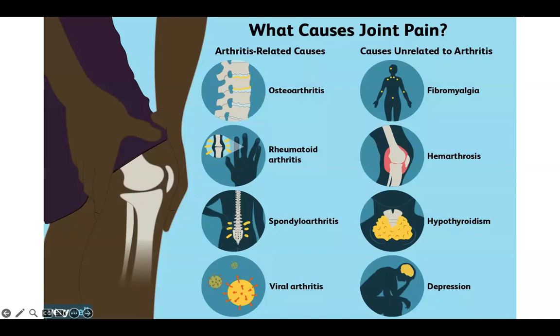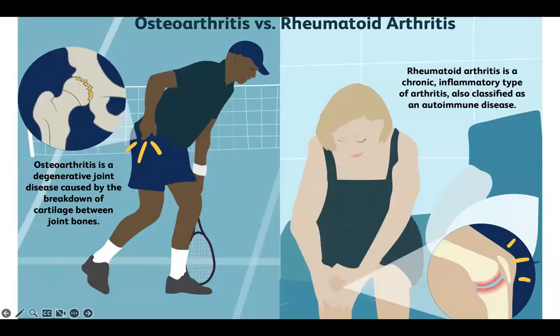So kind of understanding the difference there of what can be an arthritis related cause versus what would not be. Understanding the difference between osteoarthritis and rheumatoid arthritis. These are probably the most common two that you have heard of before through commercials and different things. So osteoarthritis is a degenerative joint disease that is considered the most common type of arthritis.